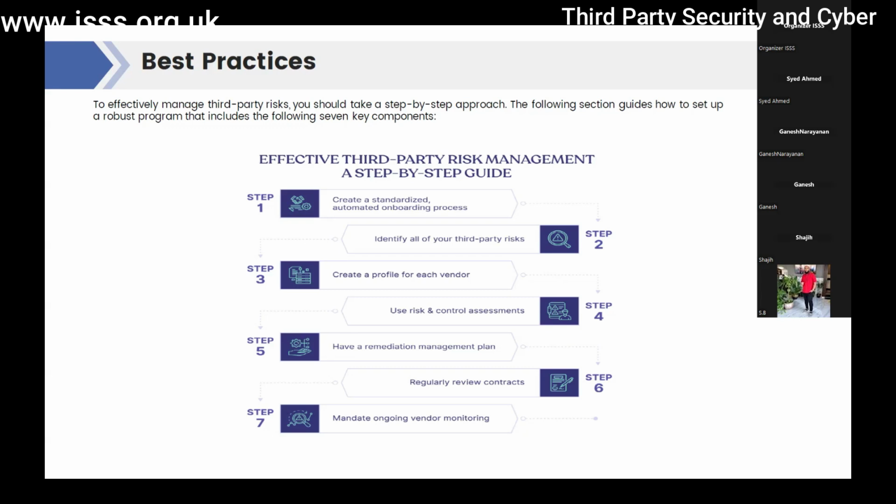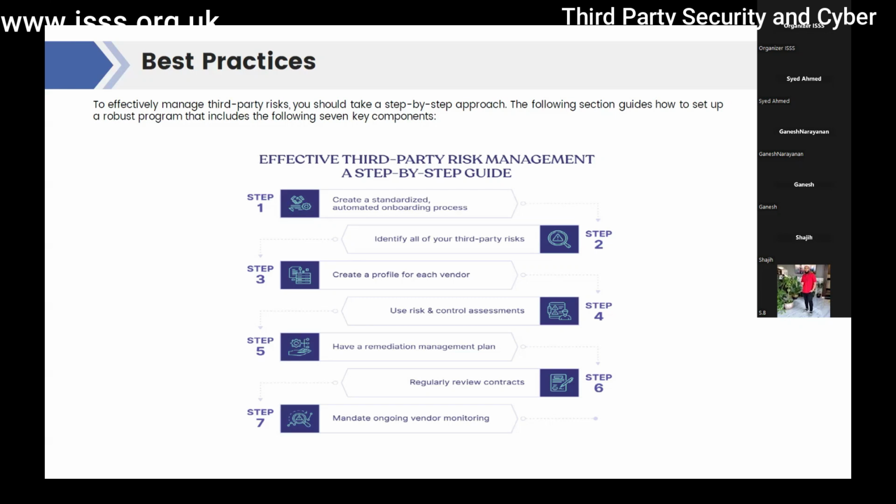That's where your incident response plans are activated. So you need to ensure that you always have a remediation plan in place. And then the further step is ensuring that you regularly review the contracts. You check the contracts and the agreements to see if the cybersecurity clauses are properly mentioned, and whether the third party vendor is properly complying and adhering to these contract clauses.